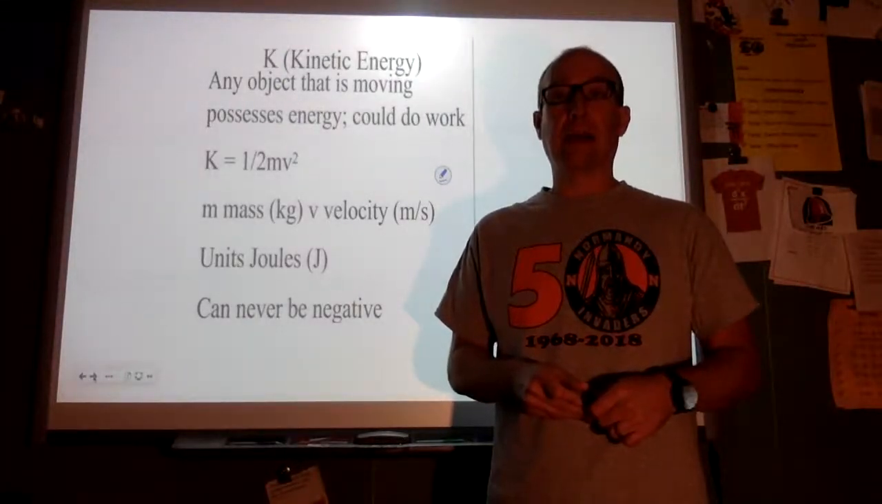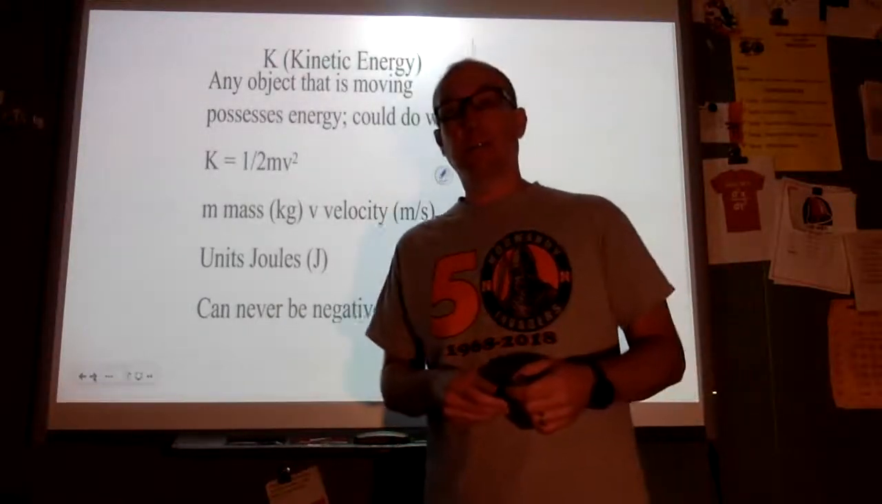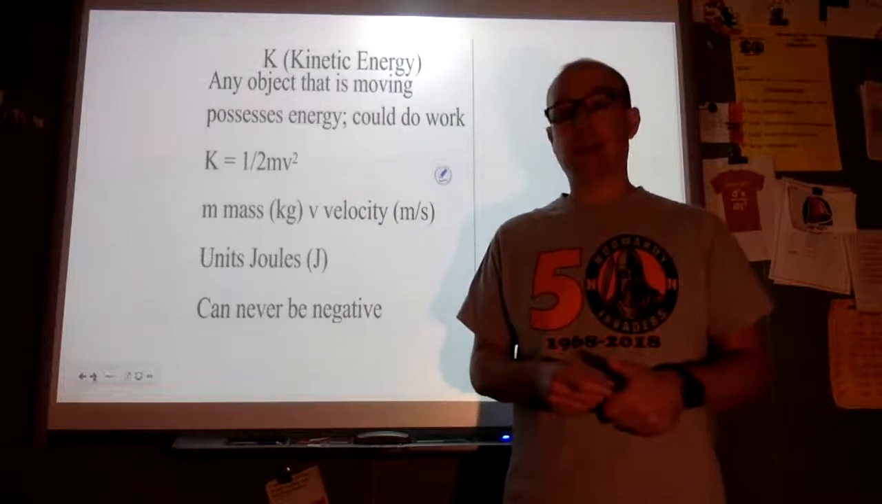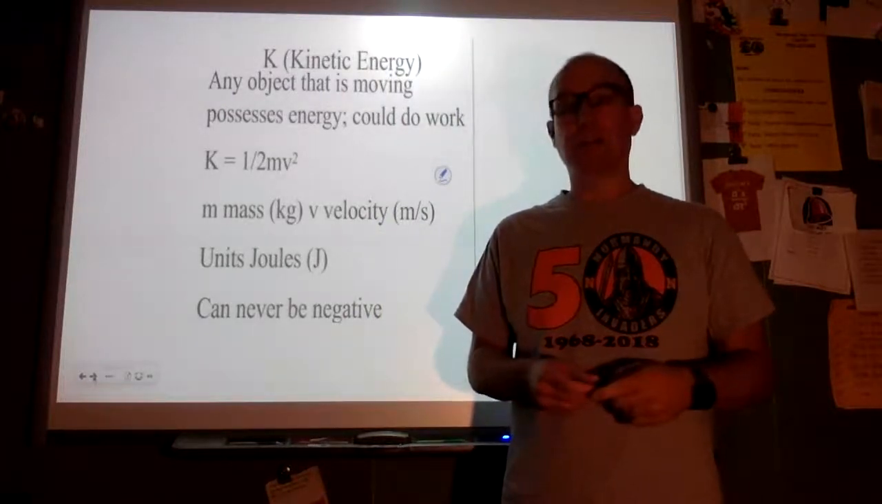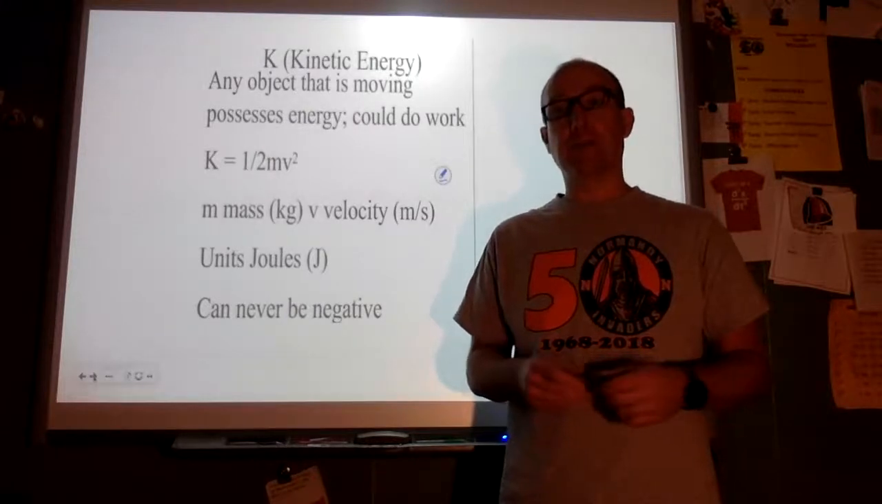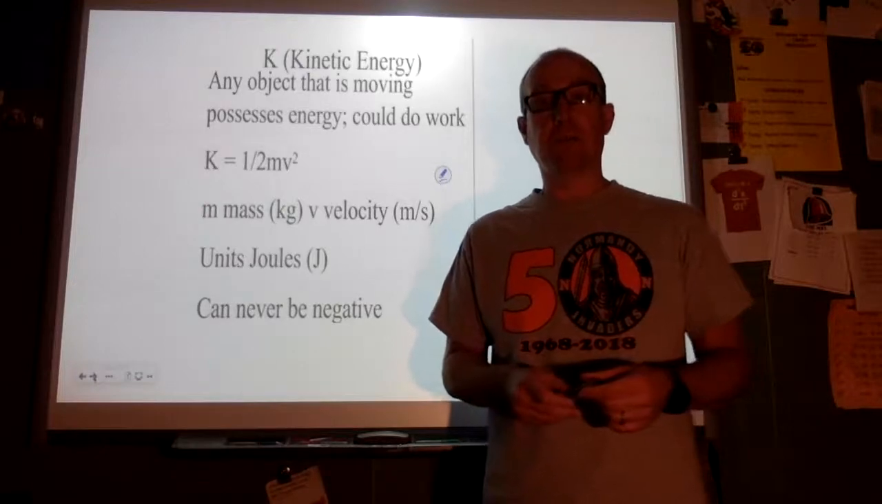This is given by capital K equals 1/2 mv squared. Because the v is squared, you can never have negative kinetic energy. But as we'll see, and we saw in the potential energy, it's going to dwarf in size to universal potential energy. The units for this is also going to be joules.